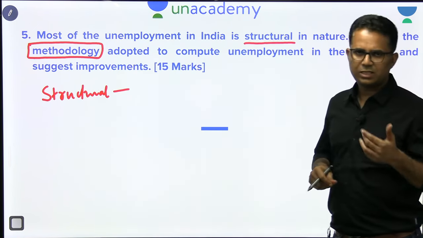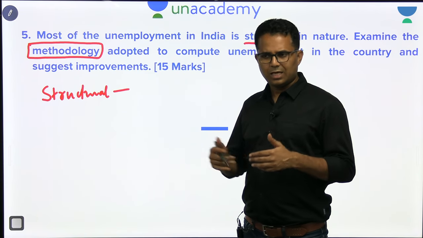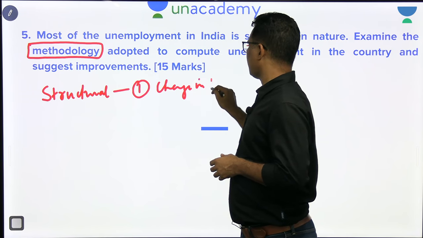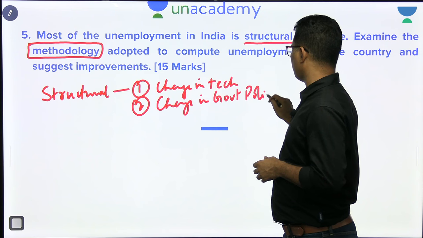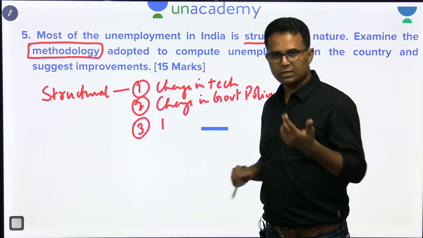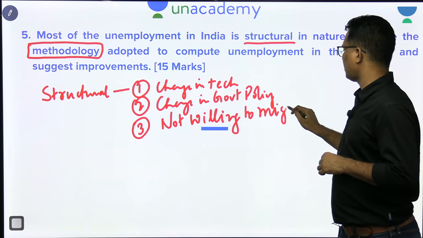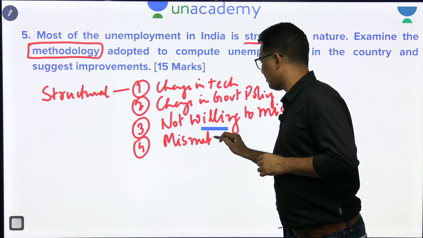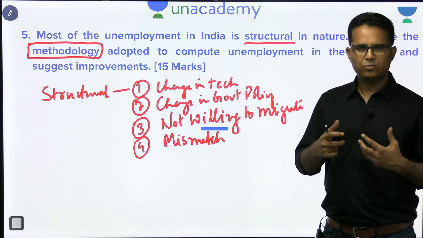Then you write what are the reasons through which structural unemployment arises. Structural unemployment arises due to the following reasons. First, changing technology. Second, changing government policy. Third, people not willing to migrate to locations where jobs are available. Fourth, mismatch between what skills employers are looking for and what skills the labor force possesses.